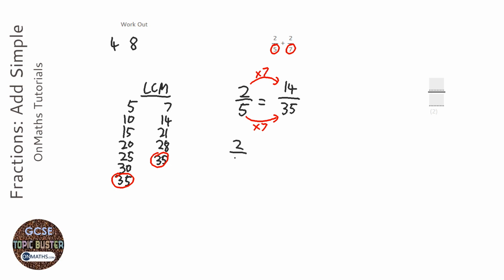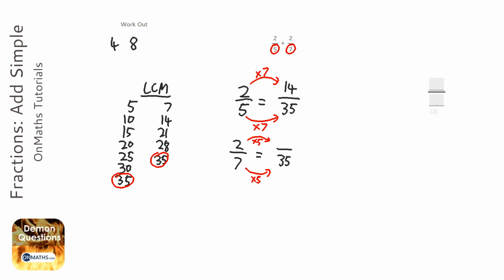Next, we've got 2 over 7. So again, I need to work out what I do to the bottom to make it 35, because both of these need to be over 35. Times by 5. So I'm going to do the same to the top, times that by 5. 2 times 5 is 10.